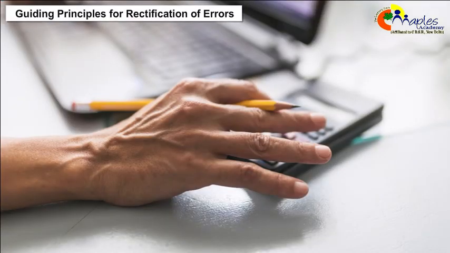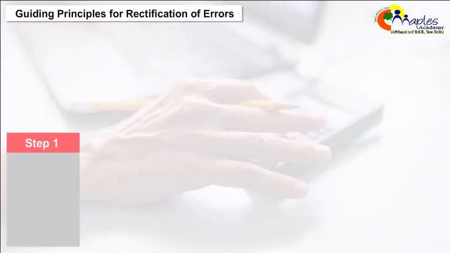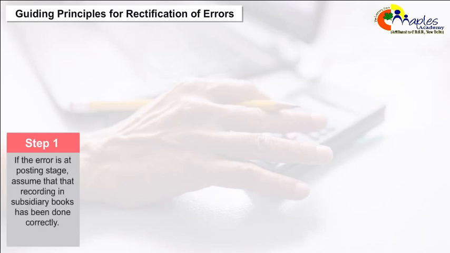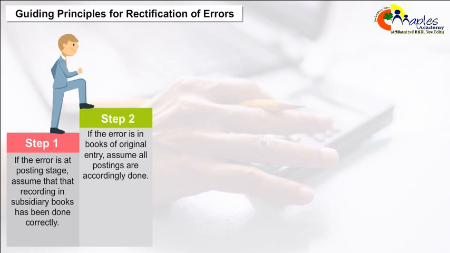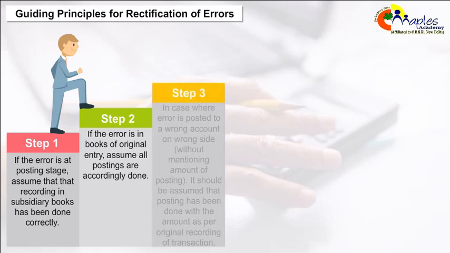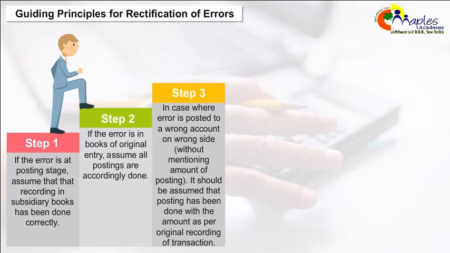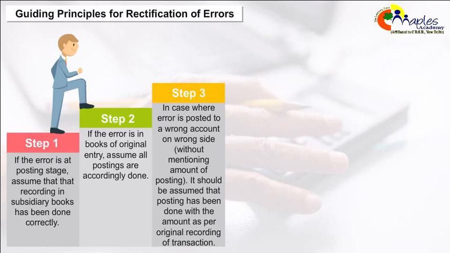Guiding principles for rectification of errors. 1. If the error is at posting stage, assume that recording in subsidiary books has been done correctly. 2. If the error is in books of original entry, assume all postings are accordingly done. 3. In case where error is posted to a wrong account on wrong side without mentioning amount of posting, it should be assumed that posting has been done with the amount as per original recording of transaction.